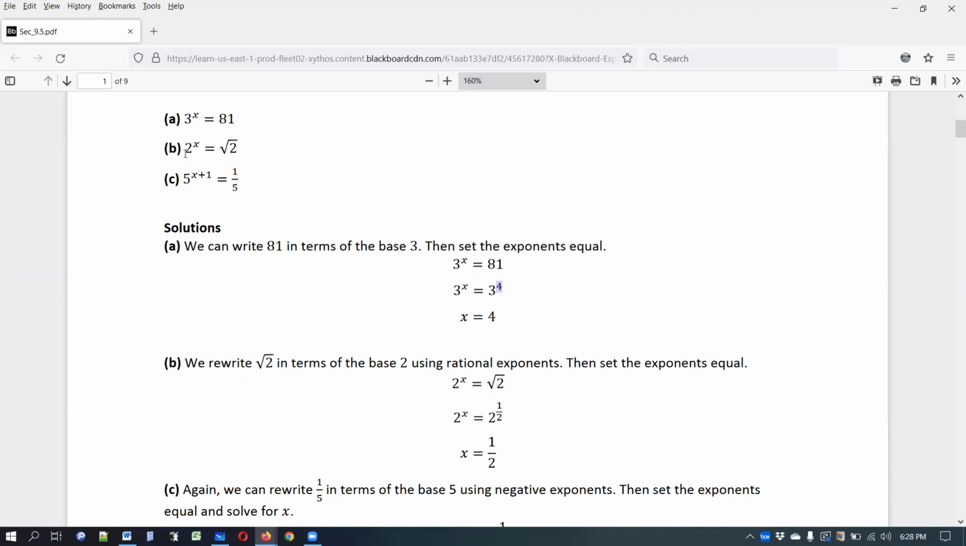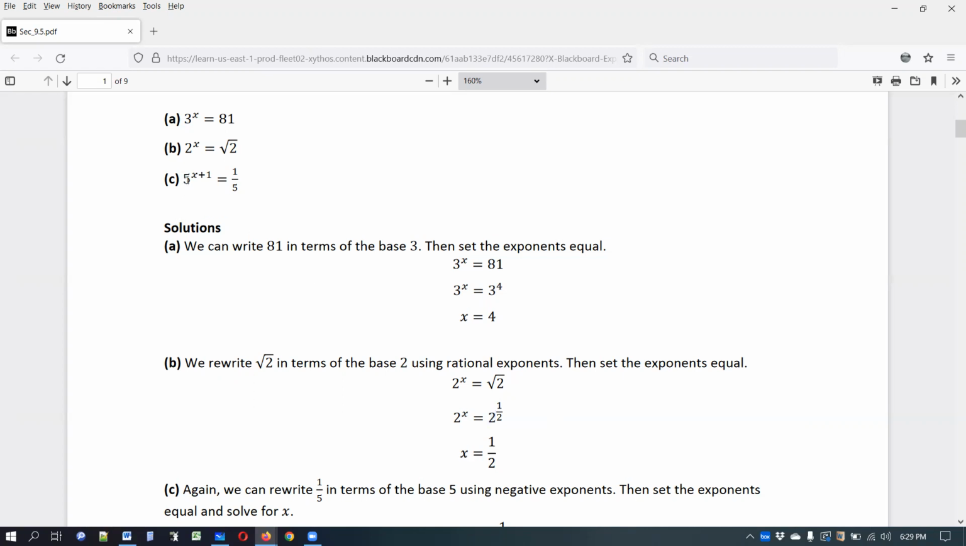Look at the second case. 2 to the x equals radical 2. They don't look the same. I have a base 2 here and a base radical 2. But radical 2, if you remember, is 2 raised to the 1/2. Now the bases are equal, so we just cancel those two 2's, and I end up with x equals 1/2. There's nothing more to the problem.